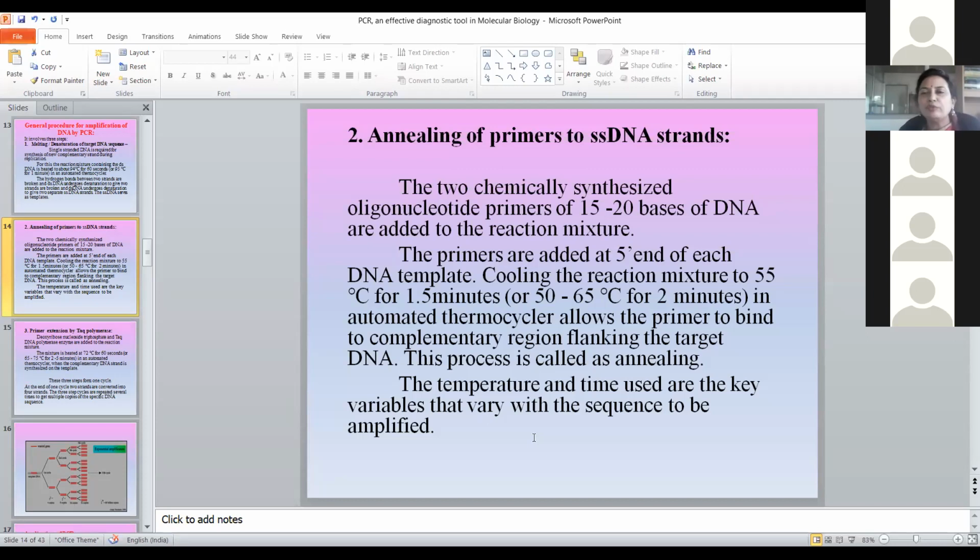molecule. The DNA molecule may be very long. Wherever the primer finds a complementary region, at that point the primer will bind to the DNA. This process of binding of primers to the template DNA is called annealing, right? Now, temperature and time are the key variables. So here, you can say 1.5 to 2 minutes are required for annealing, but annealing is done at a lower temperature, around 50 degrees Celsius.